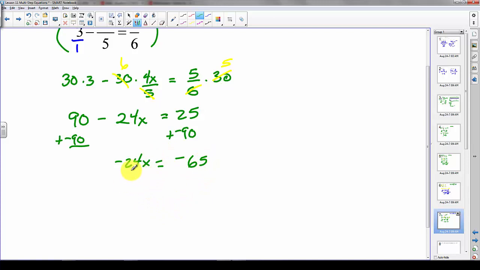So now I have to undo the multiplication of negative 24. I'll choose to multiply by negative 1/24 to both sides. And you'll notice this multiplies to a positive 1x. This multiplies to 65 over 24. And that's my solution.